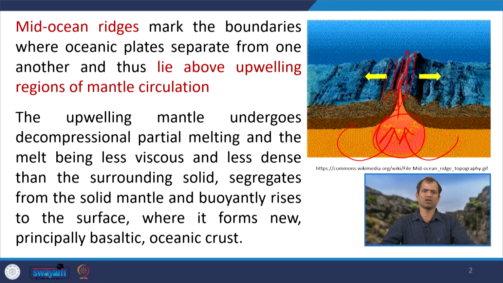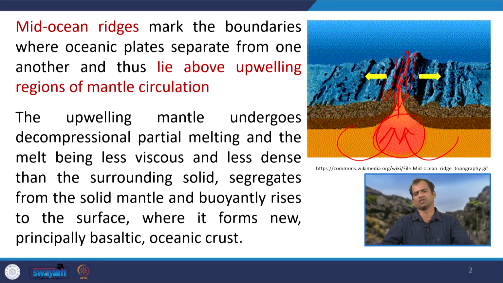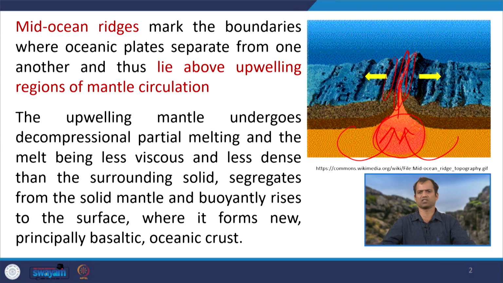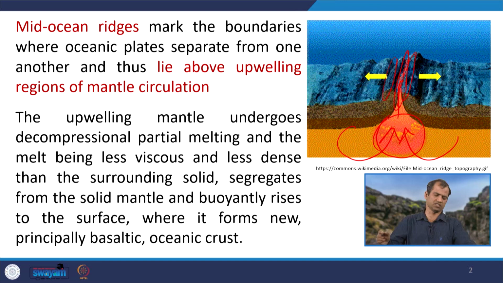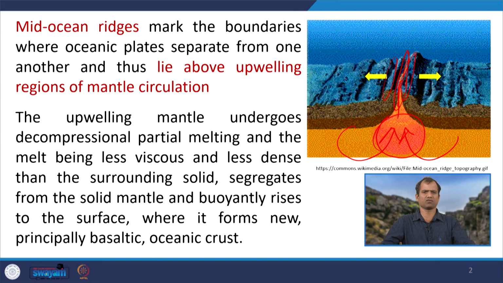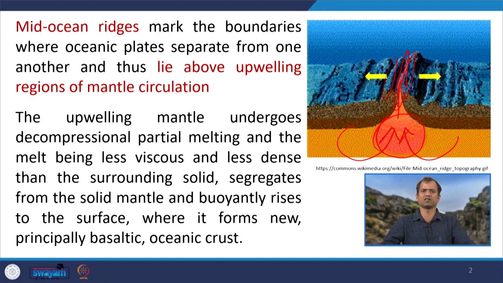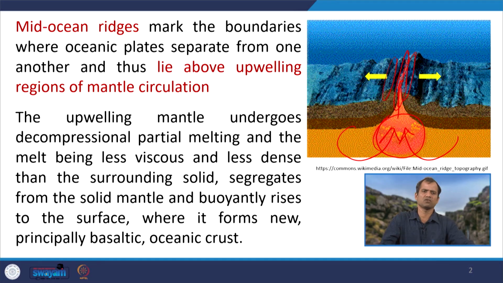Upwelling means moving up, and in the mantle system it represents a high heat zone. Similarly, downwelling is where the plate is subducting, and in the mantle system it is represented by a relatively cool zone as compared to the mid-oceanic ridge system. The upwelling mantle undergoes decompressional partial melting, which we have already discussed in the last class. This depressurizes the system, and that is why partial melting takes place.